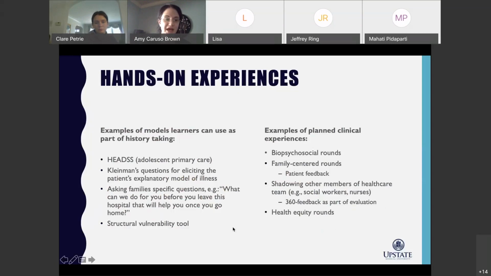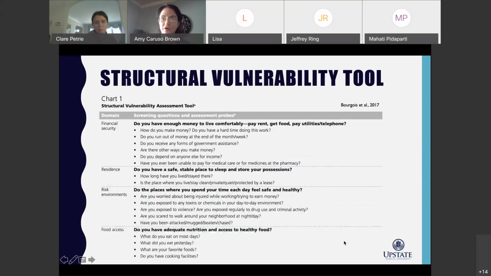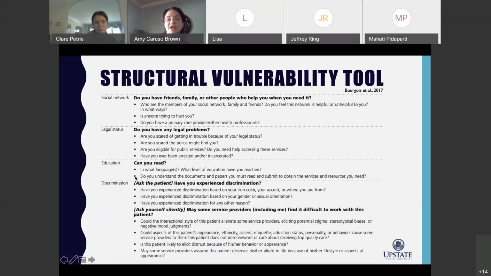I just wanted to highlight from the models that learners can use for history taking. Some of you may have seen this from an article a few years ago, but the structural vulnerability tool is a particularly comprehensive one that gets at several different domains. So financial security, residence, risk environments, food access, social network, legal status, education, and then discrimination, which I've still found with my learners is the one we're least likely to ask about.